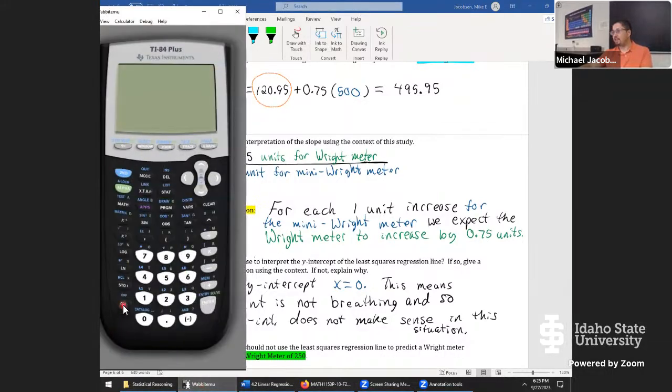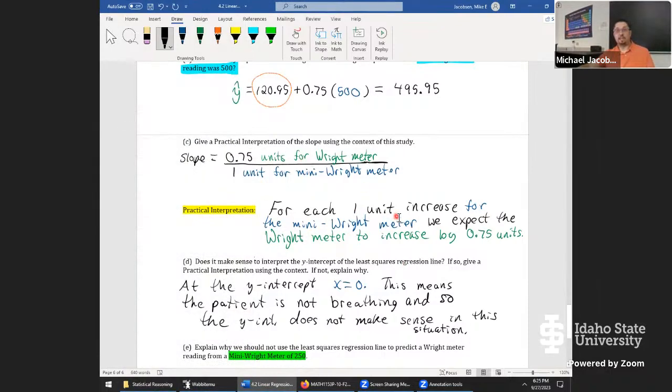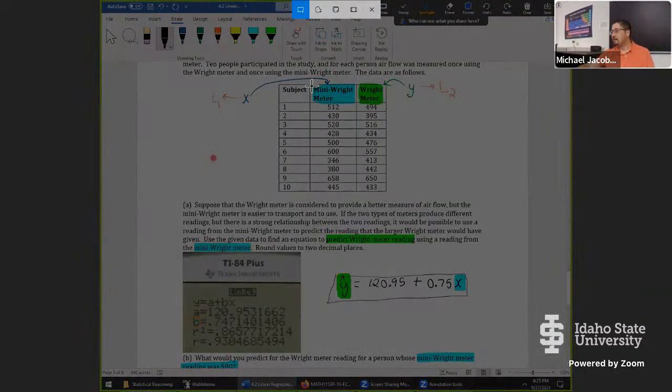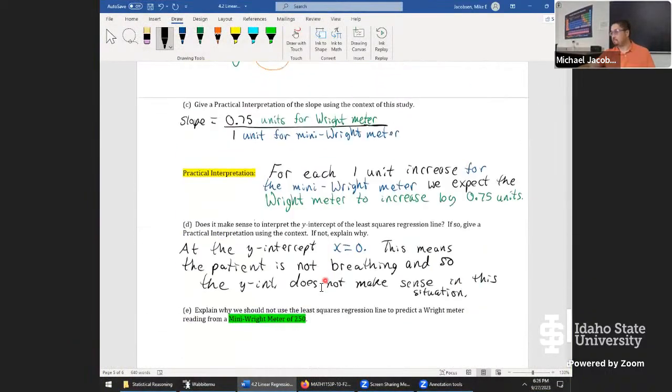In fact, let's see, do we have our calculator still warmed up? Yeah, we could go up here, put in 250 where we threw in 500. And there's our value, 308.45. But we really should still not do that. And like you were mentioning, it all has to do with this original data right here. So I'll take a screenshot of this column as part of the explanation.